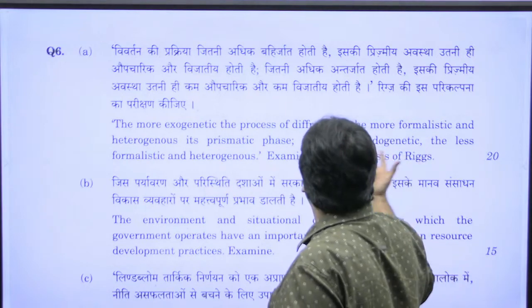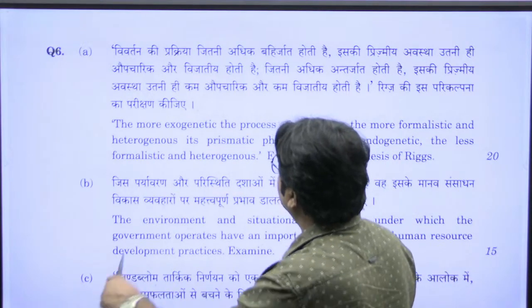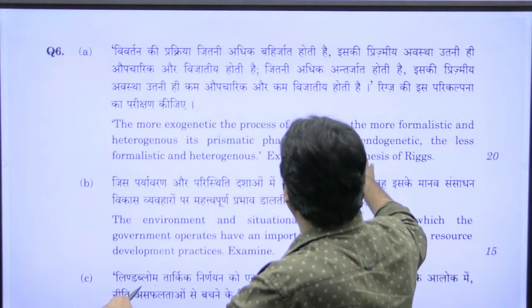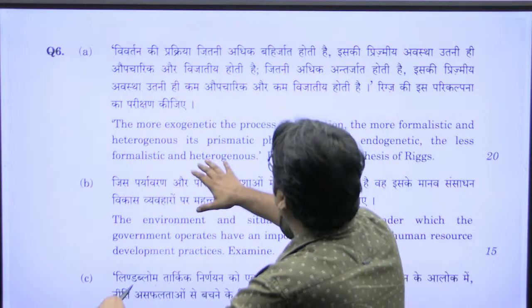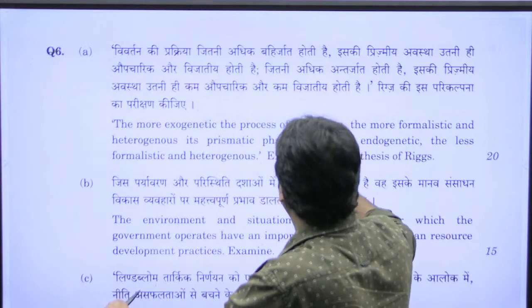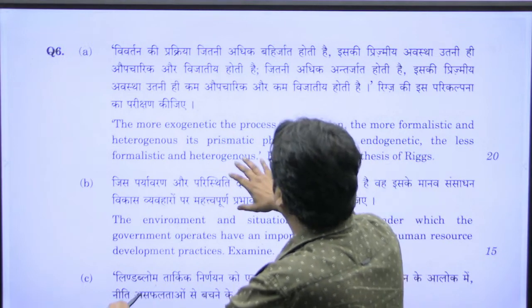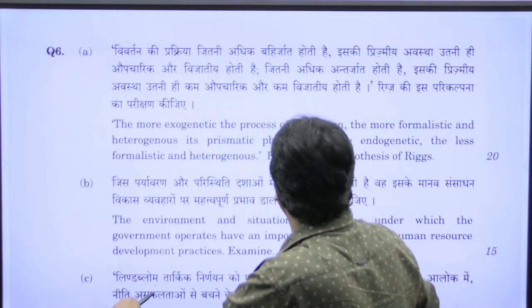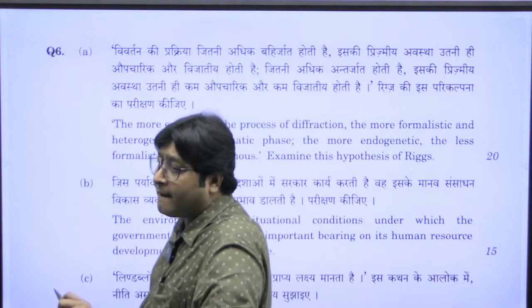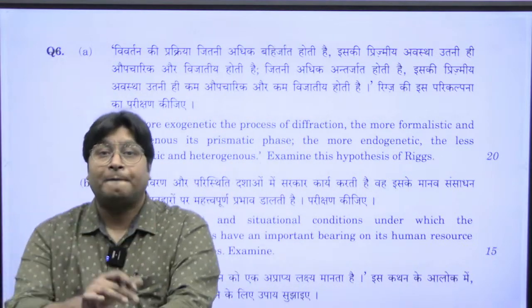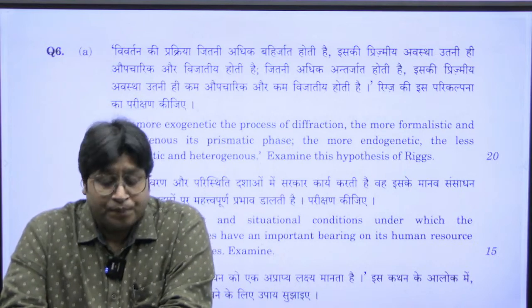The sixth question again is about Riggs. The more exogenic the process of diffraction, the more formalistic and heterogeneous its prismatic phase. The more endogenic, the less formalistic and heterogeneous. Examine this hypothesis of Riggs. Obviously, you have to examine it. You cannot totally write theory.